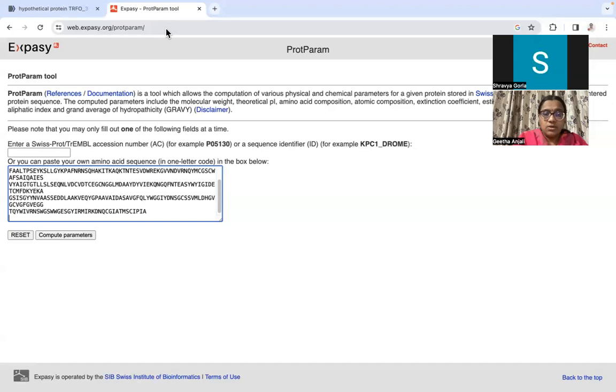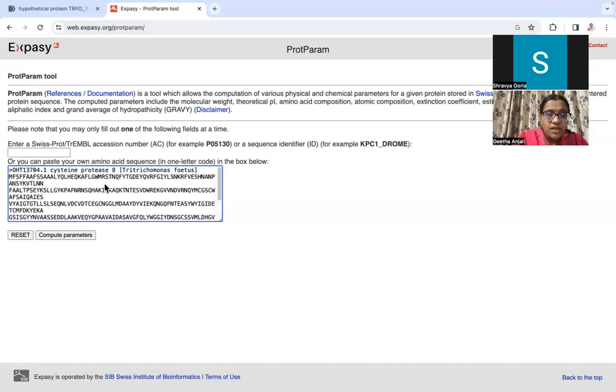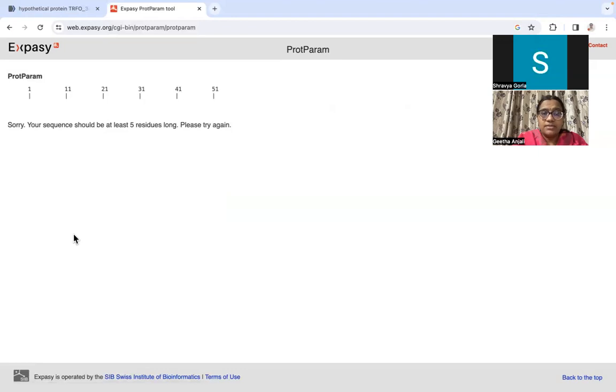So you will get this home page. You just have to paste your sequence. Most of the tools will ask you to paste your sequence along with the greater than symbol, that is called FASTA format. Sometimes they mention it, so you should see very clearly. Sometimes they may not ask. So let's check. After you paste your sequence, you just have to click compute parameters. It will take a few seconds.